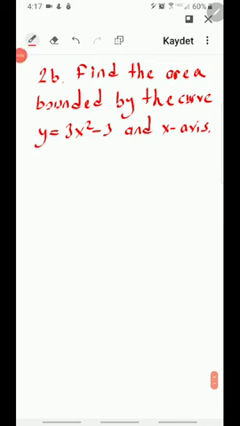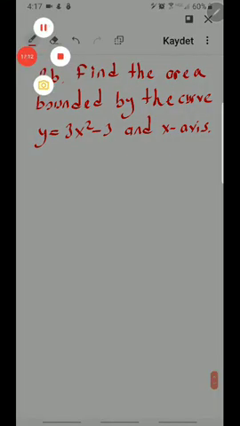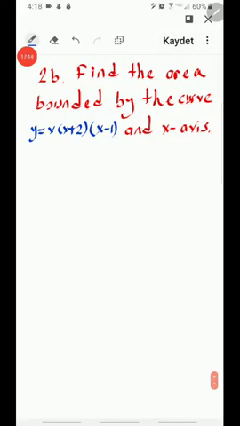The next question, exercise 10.5, 2b. Similarly, we are going to find the area which is bounded by the curve which is given and the x-axis. Sorry, I changed the function. Bounded by the curve y is x times (x plus 2) times (x minus 1), and the x-axis. We are going to follow the same procedure. First, let's sketch the graph of the function.